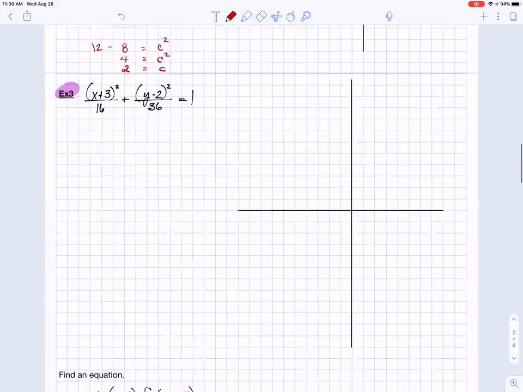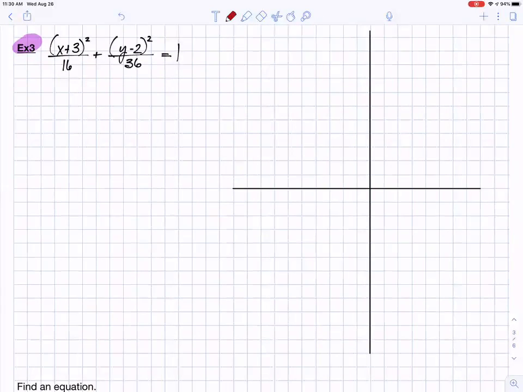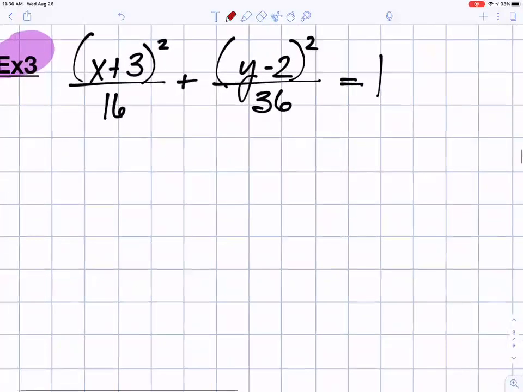Let's look at number 3. This one's a little bit more exciting. I don't have a center at 0, 0. But at least it's in standard form. I don't have to do anything extra to get it in standard form. Okay, what's your center? -3, 2.